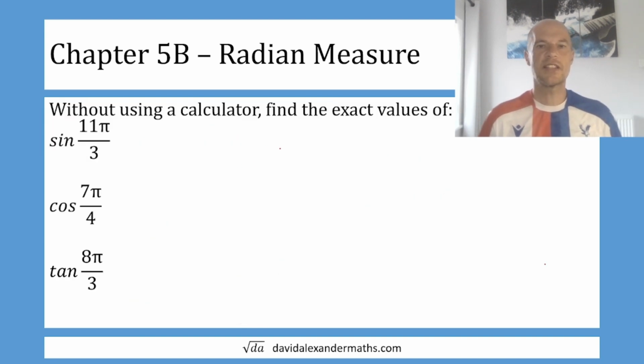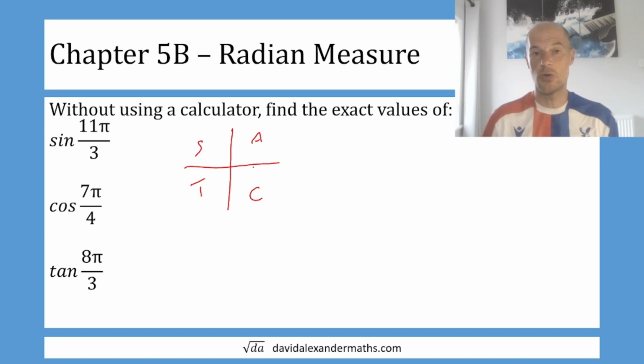Without using a calculator, find the exact value of sine of 11 pi over 3. Okay, actually quite a nasty one, this one. So CAST. So we know that a full 360 degrees is 2 pi radians. Now 2 pi in terms of thirds is going to be 6 pi over 3. So 6 pi over 3 is one resolution.